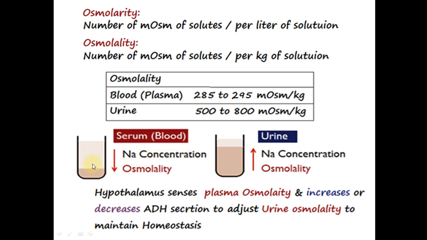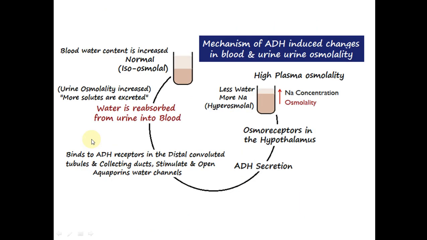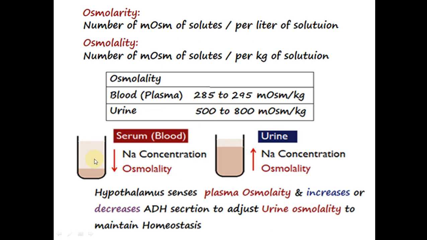In this picture, we can see that this is a hypoosmolar plasma. By that we mean that the solute concentration is less and the water content is more. But here in this picture, we can see that the solute concentration is more, but the water content is less. So this solution has high osmolality as compared to this solution.